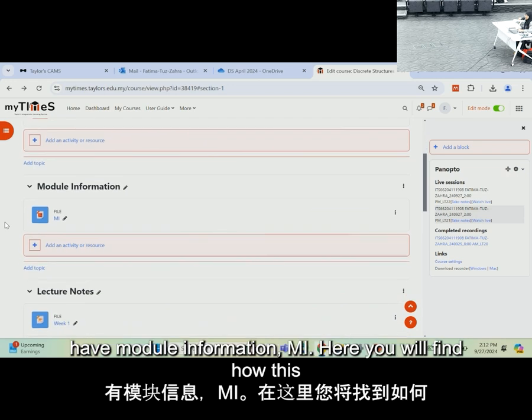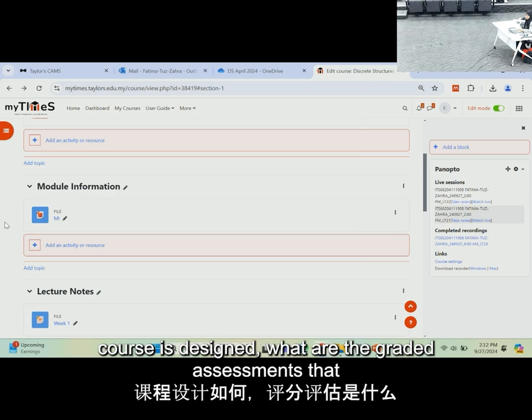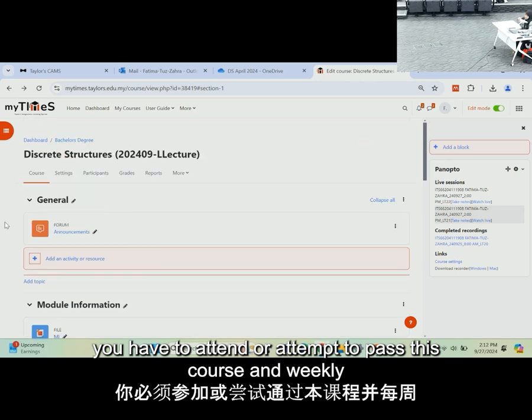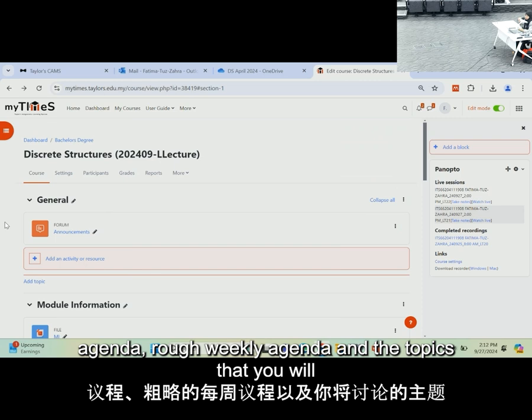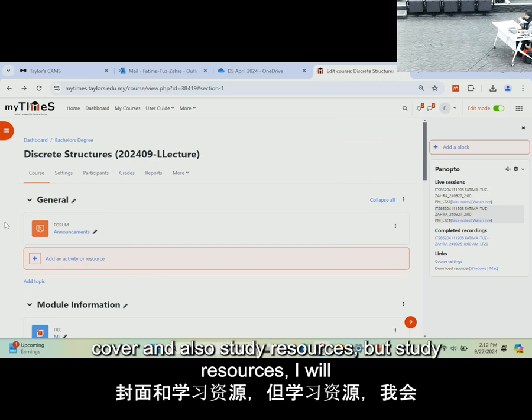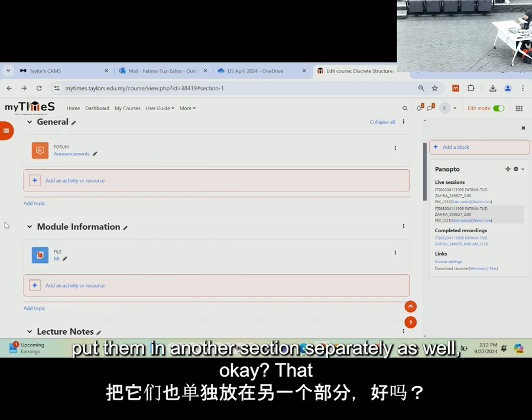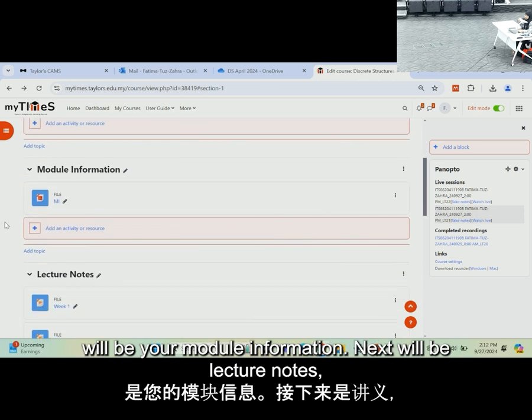Next you have module information, MI. Here you will find how this course is designed, what the graded assessments are that you have to attempt to pass this course, a rough weekly agenda and the topics that you will cover, and also study resources, but I will put study resources in another section separately as well. That will be your module information.